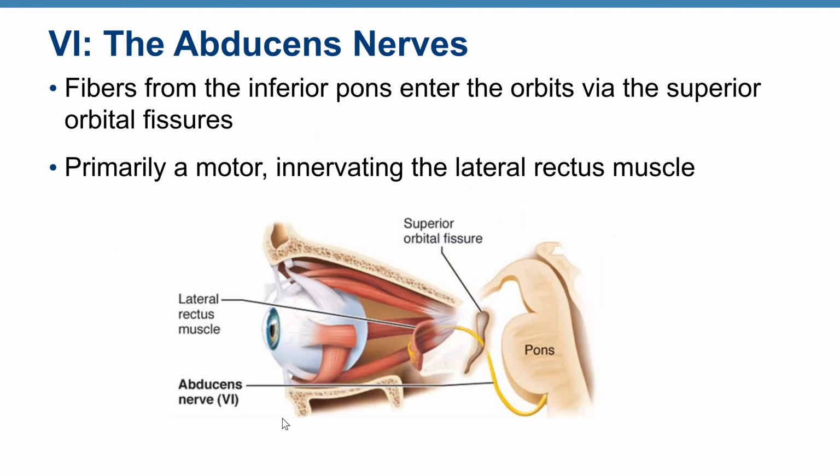Cranial nerve number 6, or abducens nerve. Fibers from the inferior pons enter the orbits via the superior orbital fissure. So that's another nerve that innervates the muscles of the eyeball, that move your eyeball. And it also innervates one muscle, the lateral rectus muscle. Primarily motor, innervating the lateral rectus muscle.